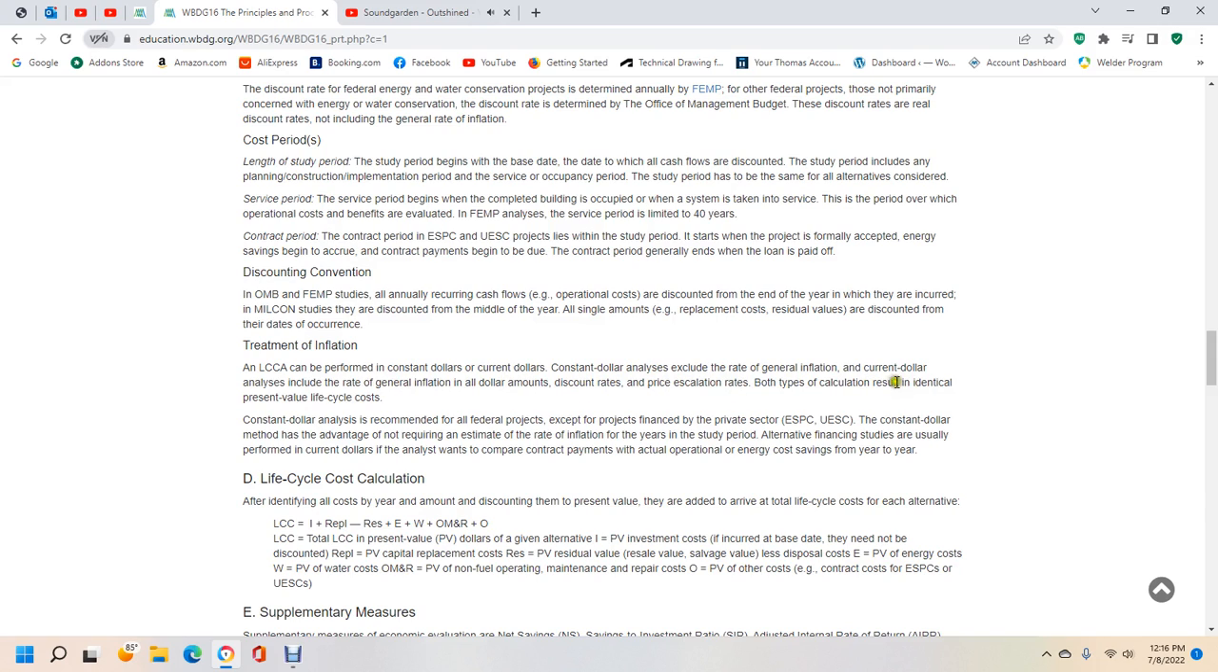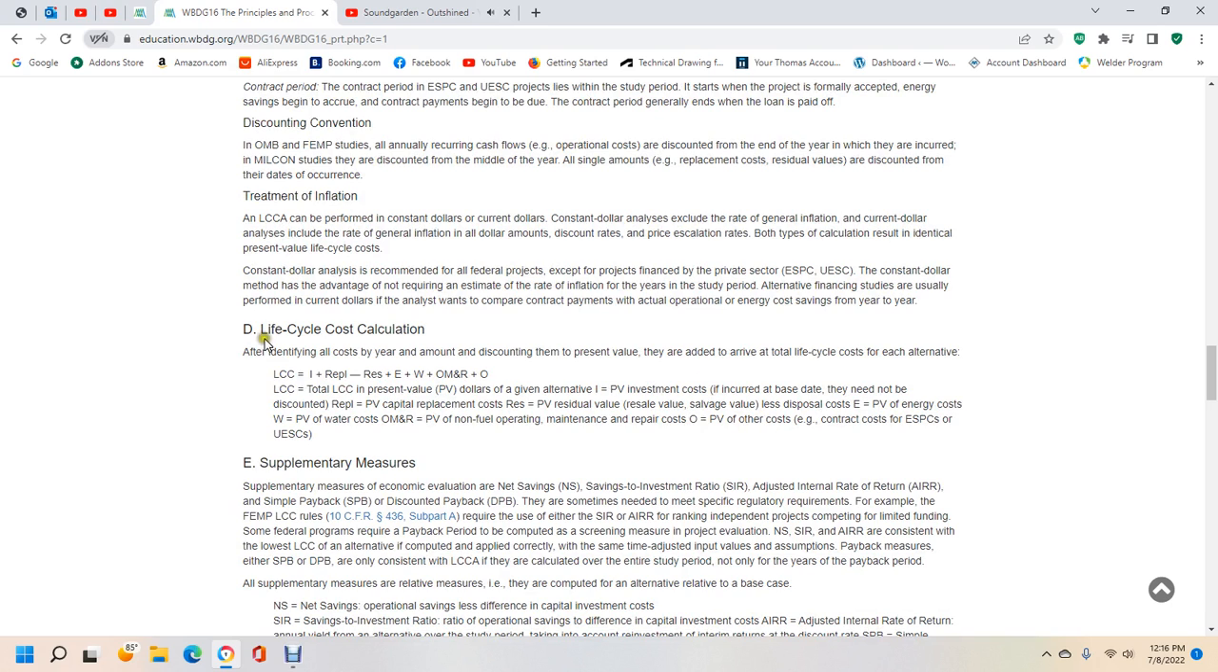Both types of calculation result in an identical present value of life cycle cost. Constant dollar analysis is recommended for all federal projects. For project financing, private sector ESPC, and UESC, the constant dollar method has the advantage that it does not require estimating the rate of inflation for each year of the study period. Alternative financing studies are usually performed in current dollar analysis, wanting to compare contract payments to actual operational energy cost savings from year to year.